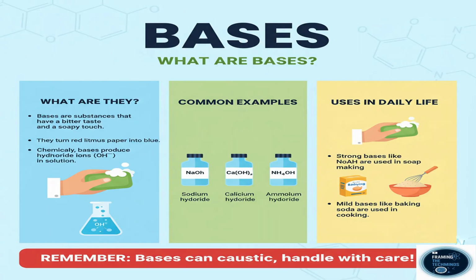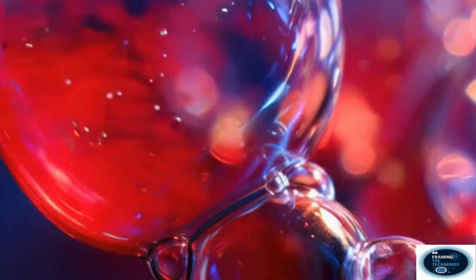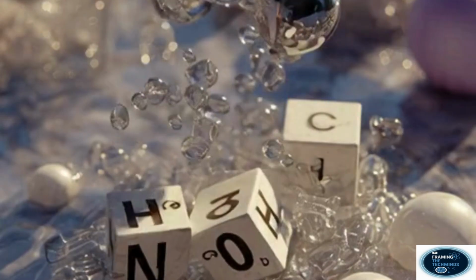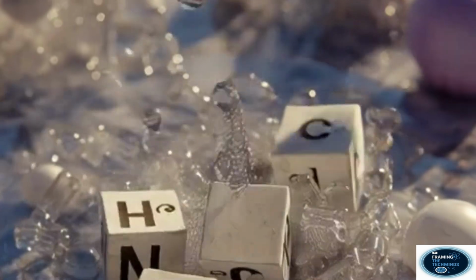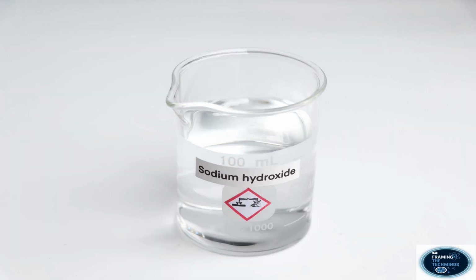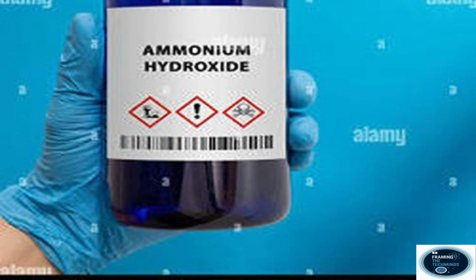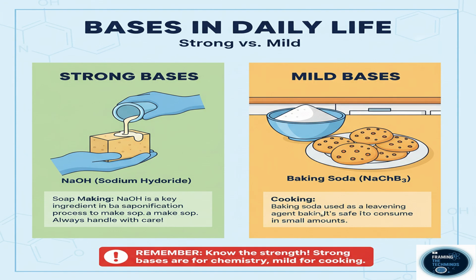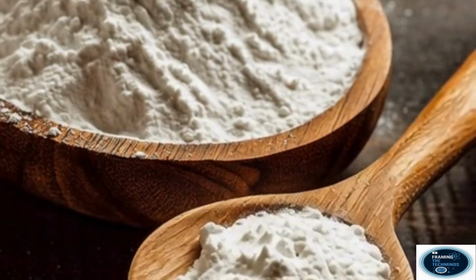In part 2, now, let's talk about bases. Bases are substances that have a bitter taste and a soapy touch. They turn red litmus paper blue. Chemically, bases produce hydroxide ions, OH minus, in solution. For example, sodium hydroxide, NaOH, calcium hydroxide, Ca(OH)2, and ammonium hydroxide, NH4OH. Strong bases like NaOH are used in soap making, while mild bases like baking soda are used in cooking.